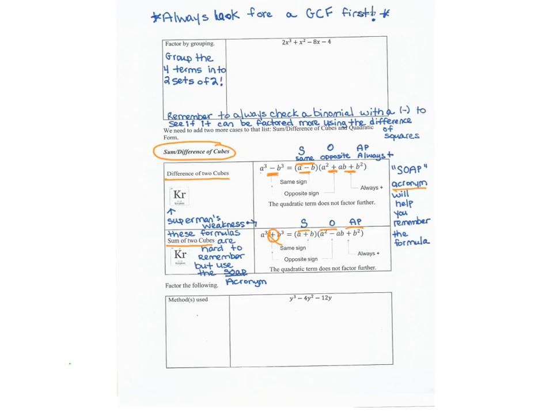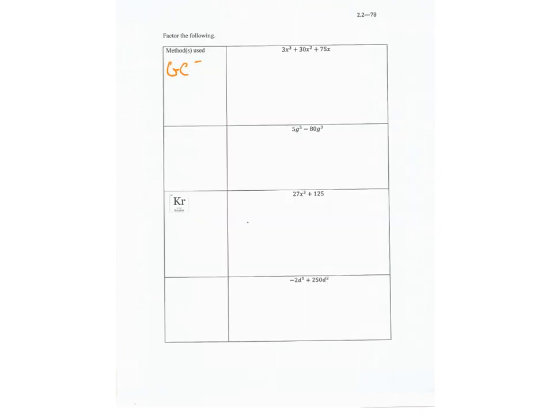So if we looked at the next page in our packet, it should be page 3 of this first practice problem. We're going to say greatest common factor. First thing I'm going to ask myself is, will 30 divide by 3? Will 75 divide by 3? If the answer is yes, then my greatest common factor number-wise is a 3. And then do they all have at least one x in common? If the answer to that is yes, they do, then we have an x as part of our greatest common factor. So first thing I'm going to do is take out my greatest common factor of 3x.